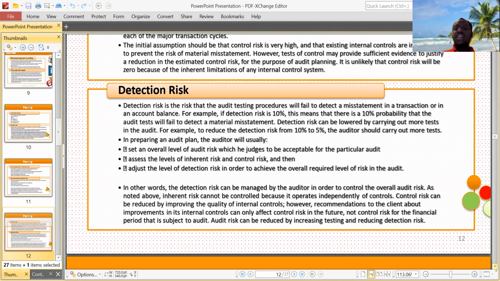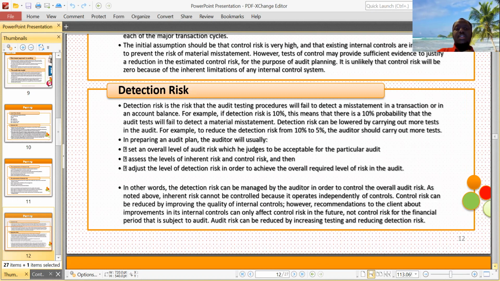As noted above, inherent risk cannot be controlled. It cannot be controlled because it exists independently of controls. It's a result of the nature of the business. It comes with how the business is. So you can't really control it. If you are going into a certain kind of business, there are certain risks that come with it and you cannot necessarily control.